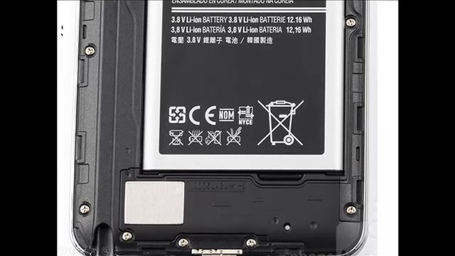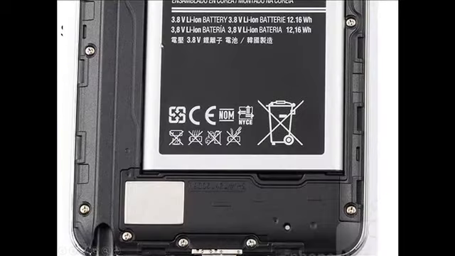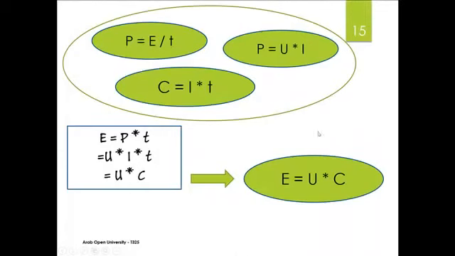We have the 12.16 watt-hour, and let's think a little bit. We have the watt that represents the power and the hour that represents the time. Go back one slide. If we multiply the power and the time, we're going to get the energy. So this represents the energy stored in this battery. And having the energy and the voltage, using this formula, we can get the capacity of this battery.